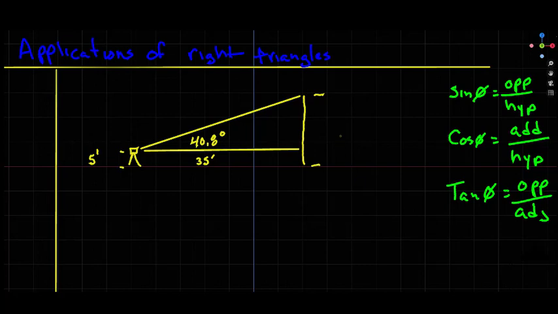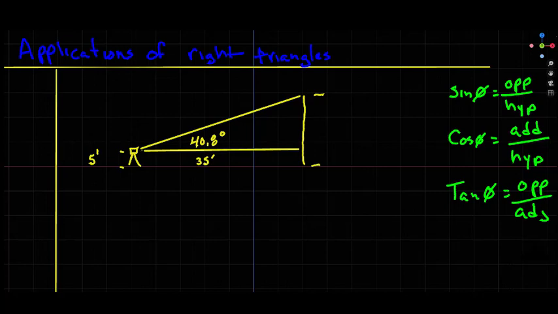All right, as I just mentioned a couple minutes ago, what we need to do is see if we can find two pieces of this triangle that we have just formed that we can use in our equation. So what do we know? We have the 40.8 degrees here, and we have the 35 feet from our adjacent side.